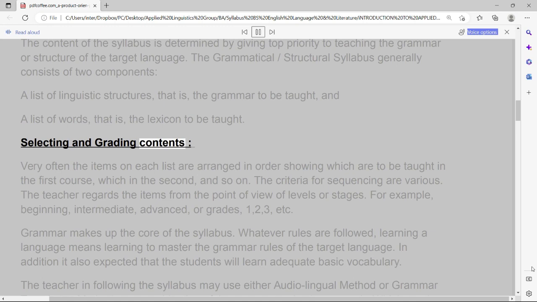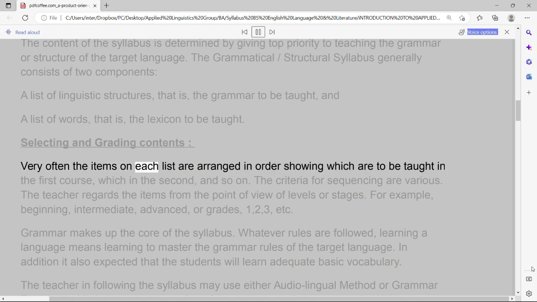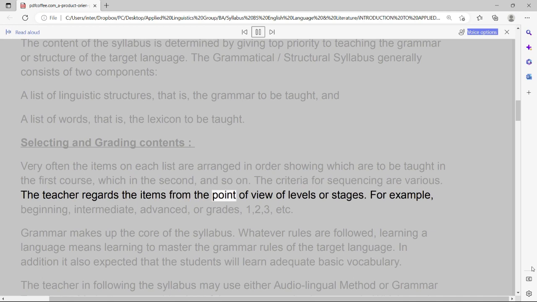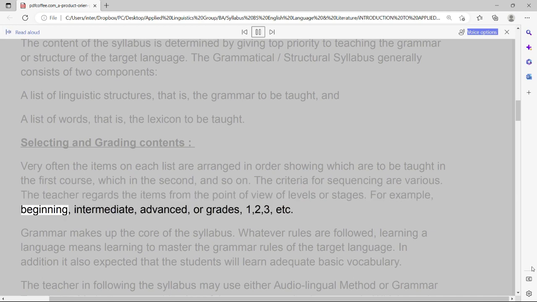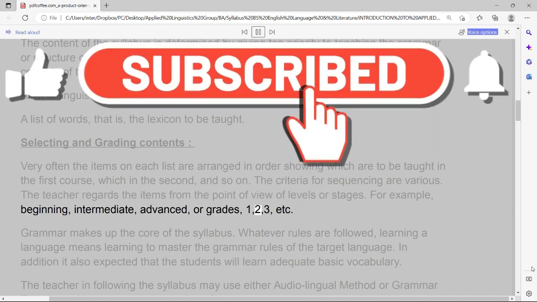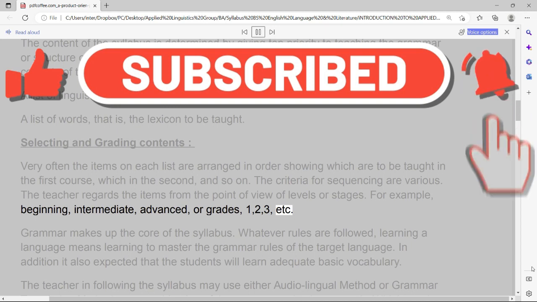Selecting and grading contents. Very often the items on each list are arranged in order showing which are to be taught in the first course, which in the second, and so on. The criteria for sequencing are various. The teacher regards the items from the point of view of levels or stages. For example, beginning, intermediate, advanced, or grades 1, 2, 3, etc.